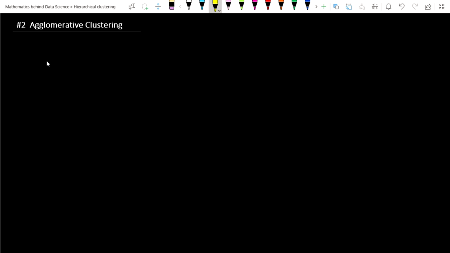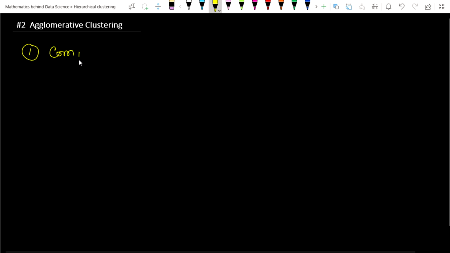So in the first step that we have to do, we have to compute the proximity matrix. That's the thing we have to do in the first step. Okay. Now the question is how we will compute this proximity matrix.